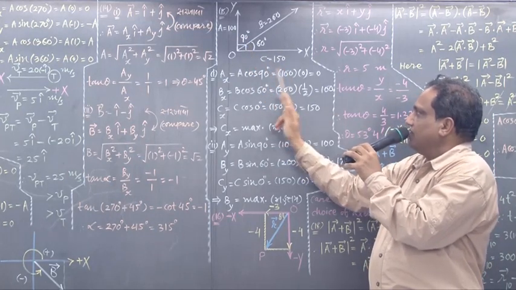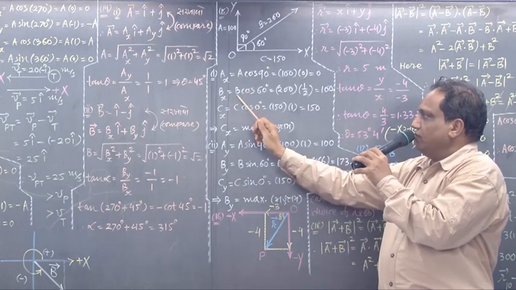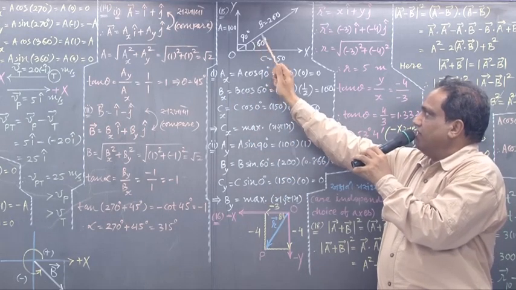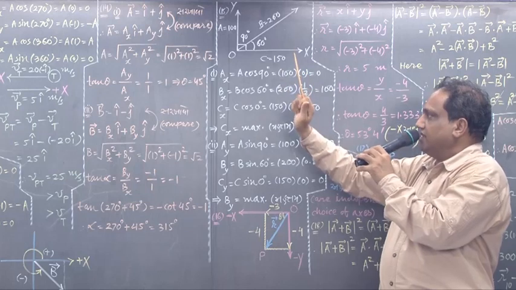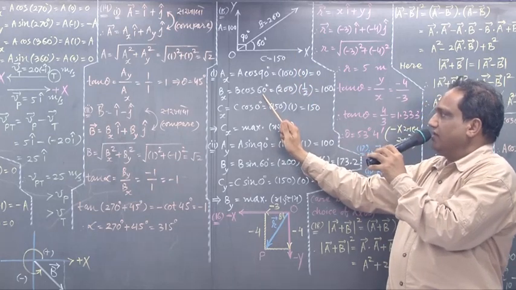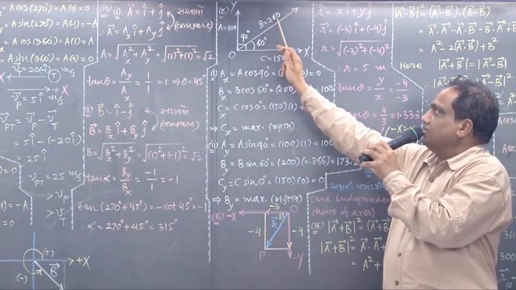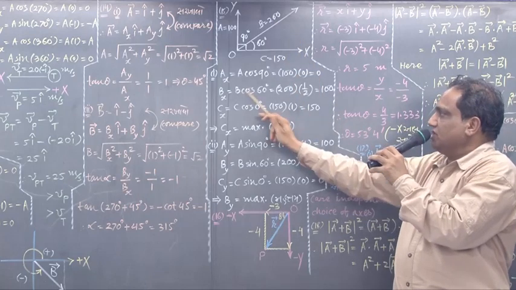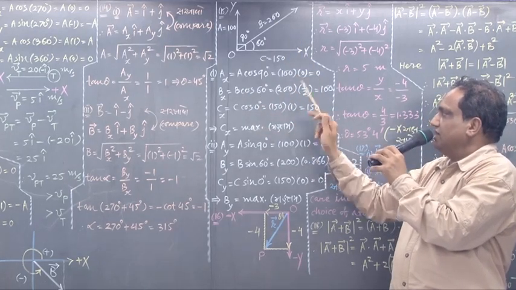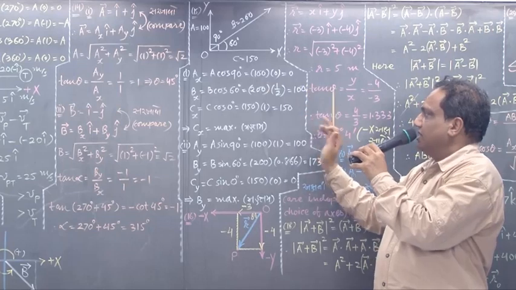The angle made by vector A with x-axis, you can see in the figure, is 90 degree. Cos 90 is 0, so Ax will be 0. Bx equals B cos angle. The angle made by vector B with x-axis is 60 degree. Cos 60 degree, sin 30, is 1 by 2. Vector B magnitude is 200. So this is 200 times cos 60, which is 1 by 2. 200 upon 2, that is 100.